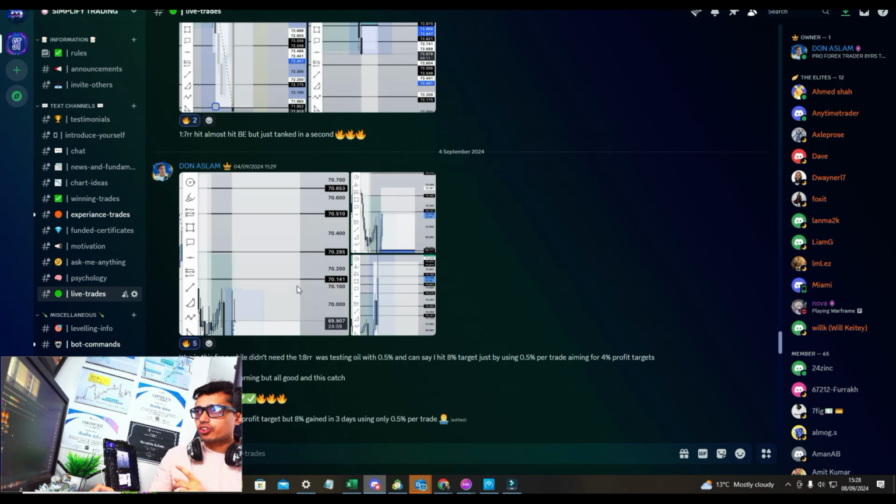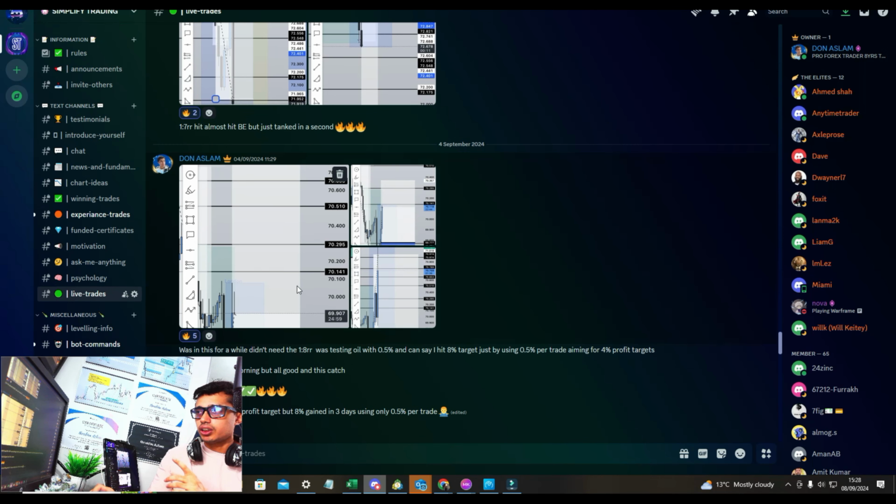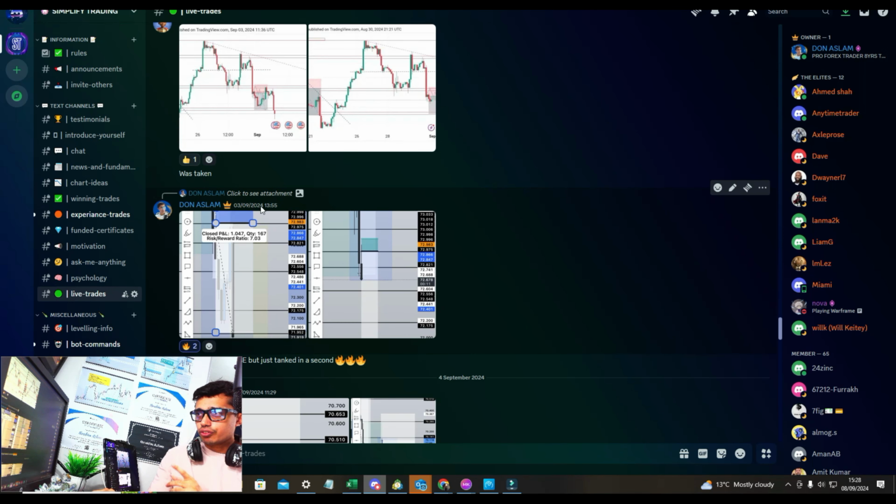This was a trade on the 3rd. I was trading oil, and if you look at the time here, guys, 1:55, right? If you're watching this on a TV, mobile phone, computer, whatever, just zoom in. 1:55 p.m. UK time on the 3rd. And if you look here, guys, this trade was on this particular level. I took the entry at 1:55.